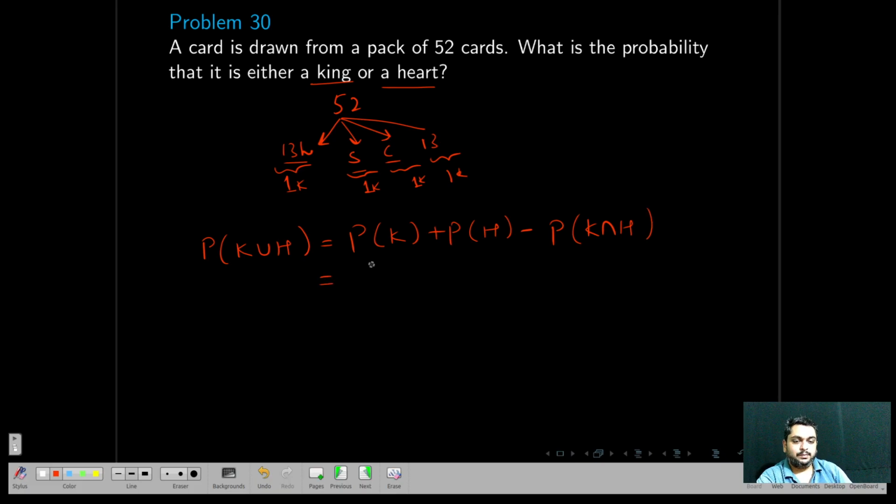Okay. What is the probability of king? The probability of king is 4 by 52, right? Plus probability of heart. How many hearts are there? 13 hearts are there. This is 13 by 52, minus how many are repeated, that is the intersection, both king and heart. So king and heart is only one, no? This one king is in these 13 hearts. So this is 1 out of 52. So this comes out to be 4 by 13.